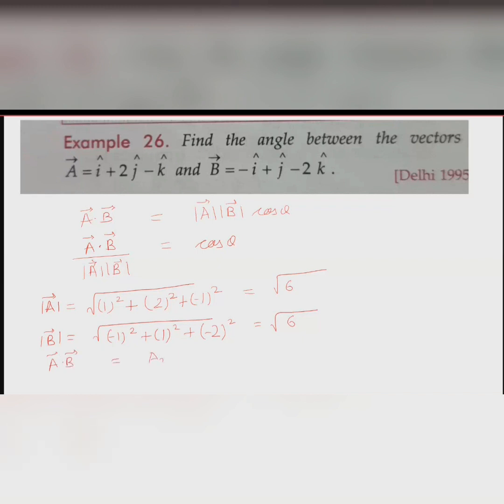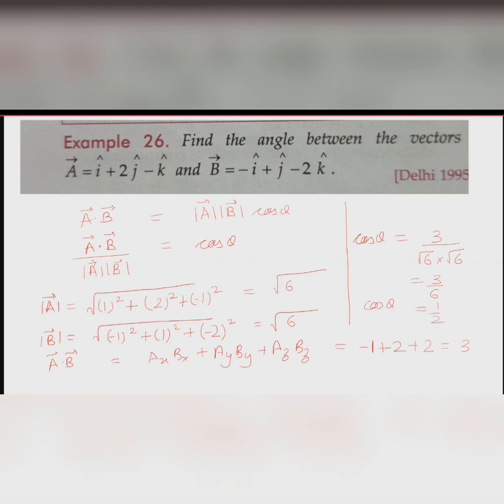A dot B would be ax bx plus ay by plus az bz. So ax bx is 1 into minus 1, 2 into 1, minus 1 into minus 2. A dot B is 3. So this gives me cos theta as A dot B divided by mod A into mod B. So 3 by 6.